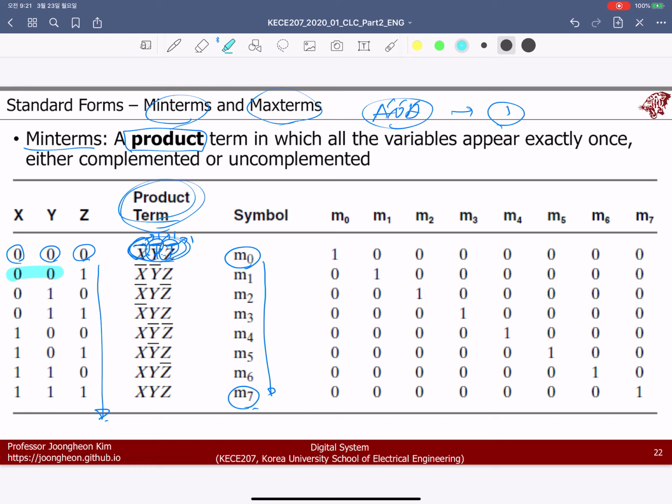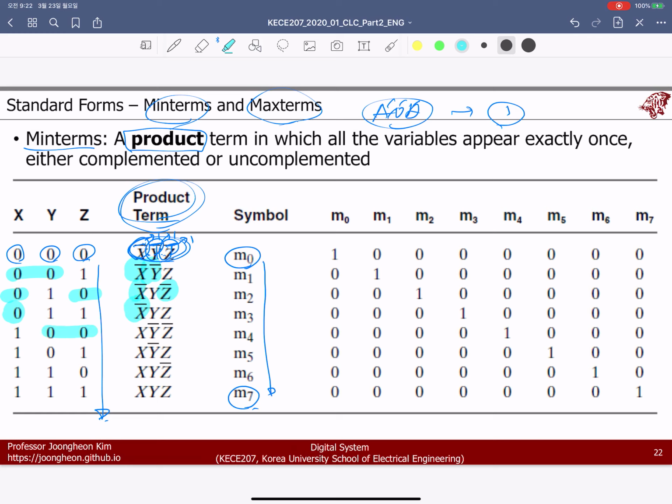So in this case, only these ones are 0. That's why we need to do the complement for these two variables. In this case, X and G are 0. That's why we need complements for X and G. And then in the next, our X needs complement because it is 0. That's why only X has complement.